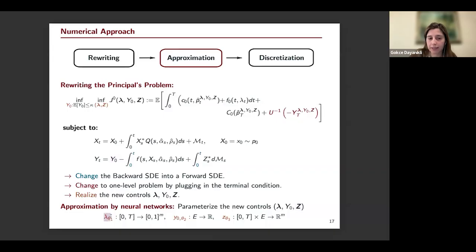Lambda was a time-dependent incentive. So it is going to be a function of time, and it is going to be given for each type of health status. For the representative player, they are going to be lambda S, lambda I, and lambda R, which means that if you are susceptible, you need to have this policy, and if you are infected, you need to have this policy. Y0 is the value function at time 0, so it needs to be a function of the state, where E is the state space, and it is a scalar. And Z is actually related to the derivative of the value function, so it is going to be a function of time and the state space, taking values in R to the M, where M is the state dimension.